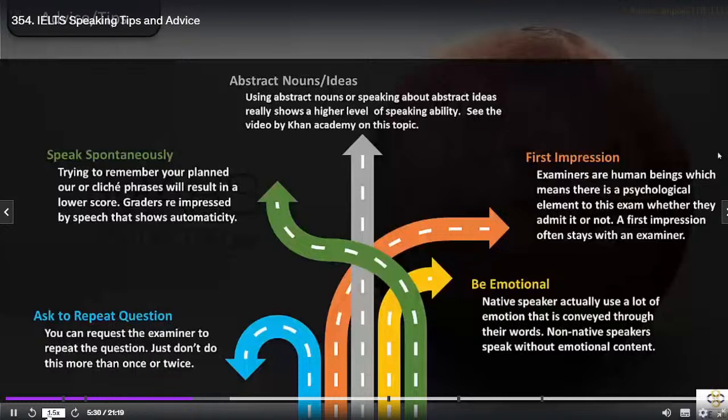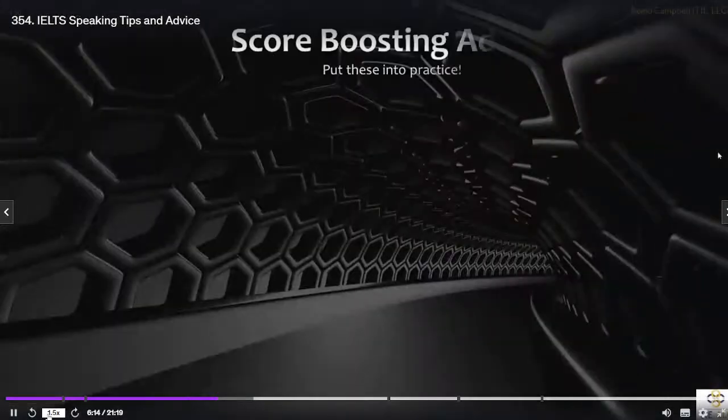First impressions. Examiners are human beings, which means that they can be impressed. And so your first impression is really important. If you start off with a strong start, that's going to stay with the examiner throughout the rest of your speaking test. And finally, be emotional in your speaking. Native speakers have emotional content when they're speaking. A lot of times when I'm listening to a non-native speaker, they don't have that emotional content, and it doesn't sound natural, and that actually ends up with a lower score.